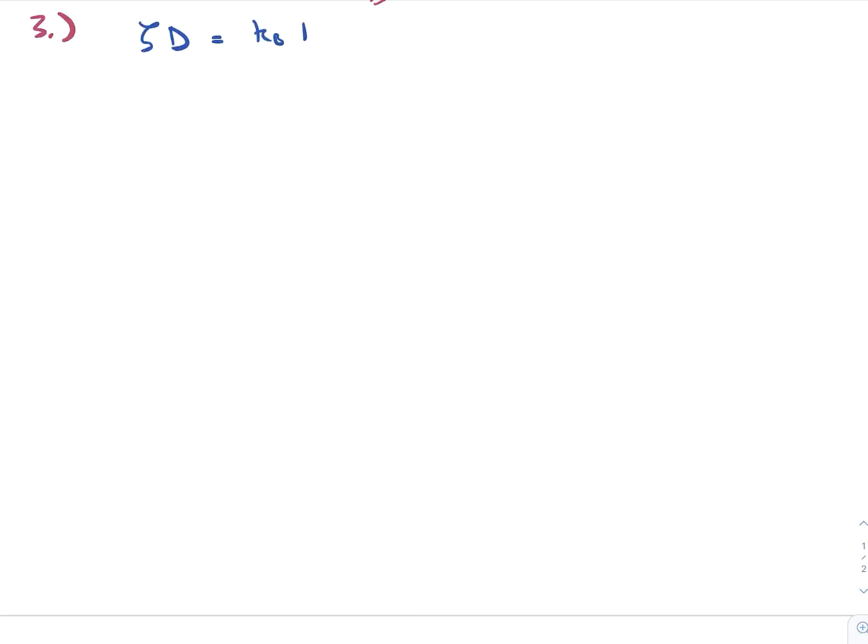For this third topic, remember we wrote Einstein's equation as zeta D equals kBT. And in this equation, basically all the quantities except for Boltzmann's constant, kB, are experimentally measurable. And we can use this equation then to solve for kB. And so this gives a number for Boltzmann's constant.